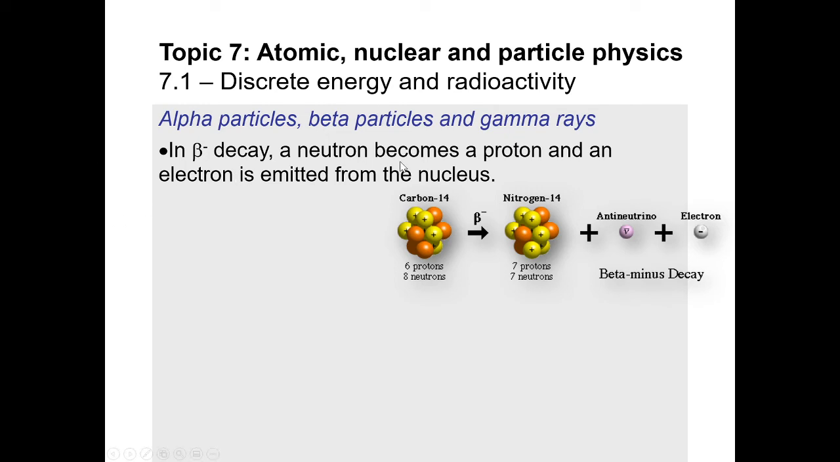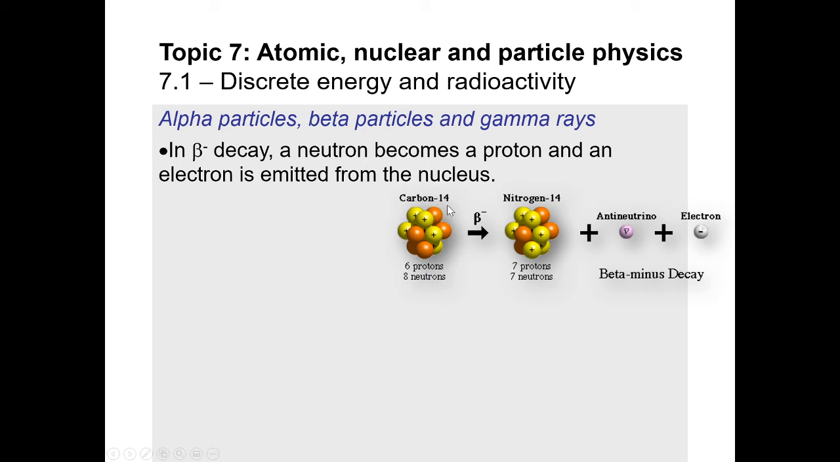Now, in beta minus decay, a neutron will spontaneously become a proton, and then an electron becomes emitted from the nucleus. This usually happens when there are too many neutrons compared to protons inside the nucleus. So take carbon-14, for example. Remember, carbon has atomic number 6. There are always going to be 6 protons when you have carbon. If you have less or more protons, it's no longer going to be carbon, but whatever other element is represented by the number of protons.